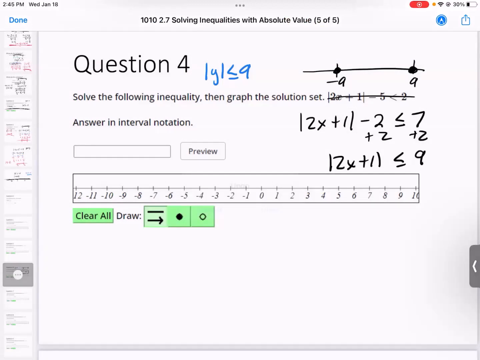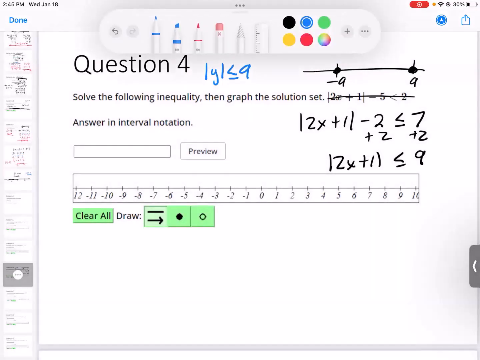Does that make sense? If it's a less than symbol where the absolute value is less than a number, then that's going to be a between type of problem. If it's one where it's greater than, then it will be an infinity type of problem.